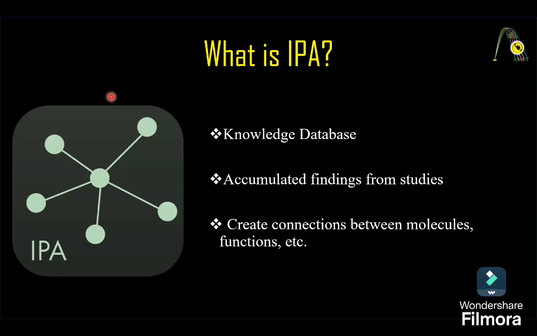So, for example, say a certain compound is inhibited by another compound, right? That finding is present within IPA, and you can actually simulate that finding from IPA. So, for example, you can create connections between molecules, functions, etc., right? And you can use those established findings of biological processes in your analysis, essentially.